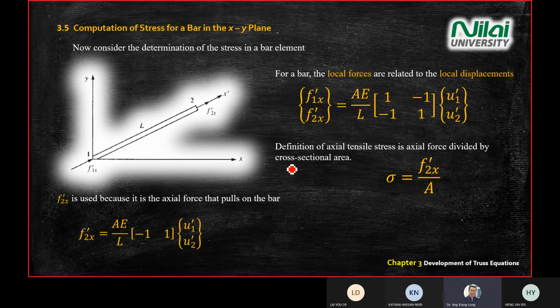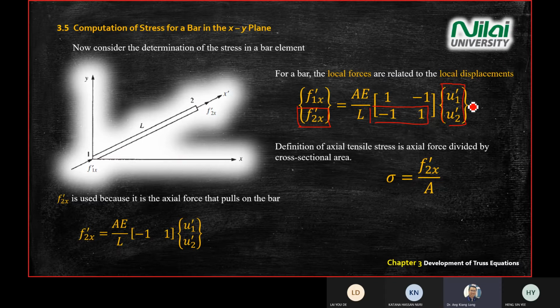So if you write the equation for F prime 2x, you extract the equation from what you derived just now. For F prime 2x, you can write F prime 2x equal to AE over L, times the matrix minus 1, 1, and your displacements U1 prime, U2 prime. You extract this from the matrix equation you have, looking at F2x. So you look at this row and this column.